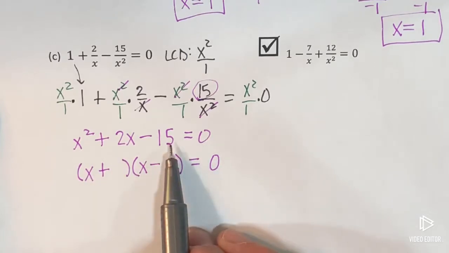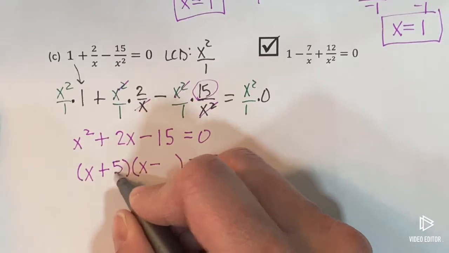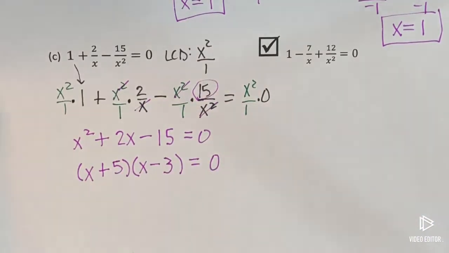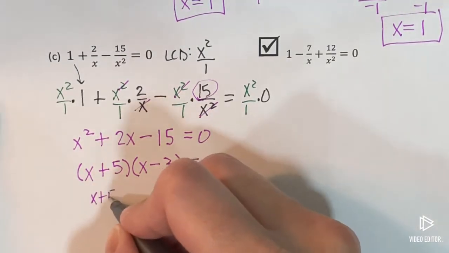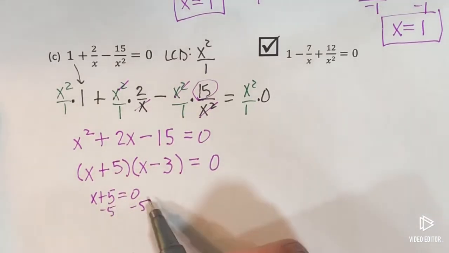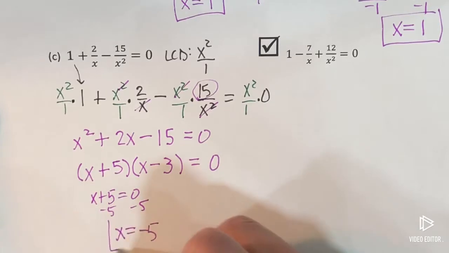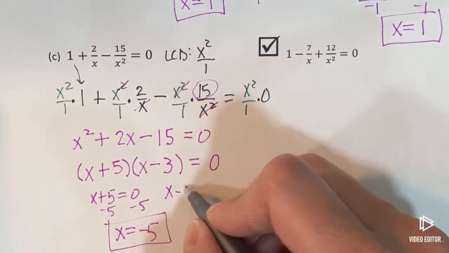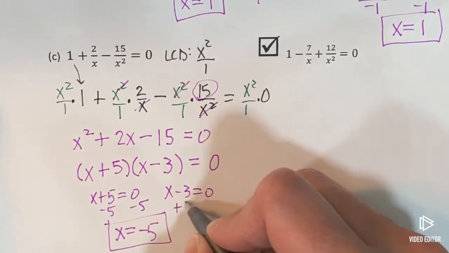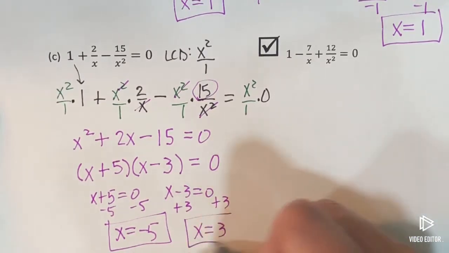Okay, so two things that multiply to give me negative 15 and add to give me 2 is going to be a positive 5 and a negative 3. So x plus 5, x minus 3. And then I set each of these factors equal to 0 and solve. So x plus 5 equals 0, subtract 5 from both sides and you get negative 5. And x minus 3 equals 0, add 3, and you get x to be 3.